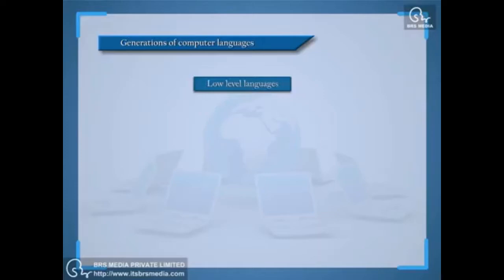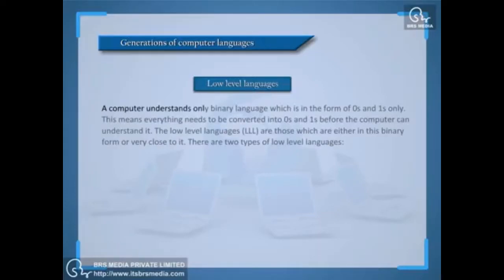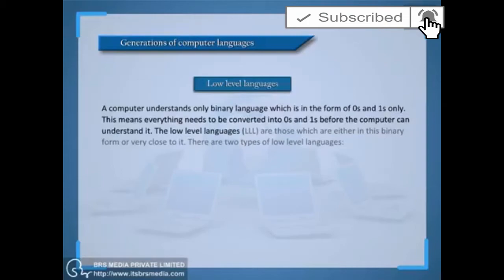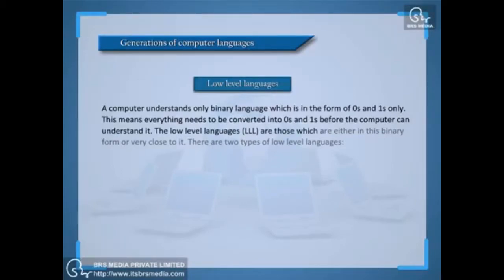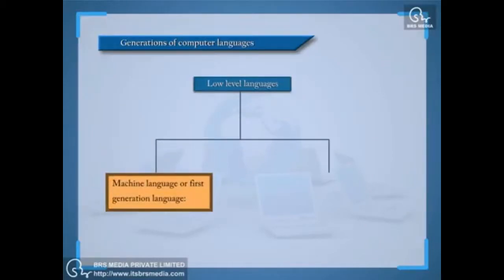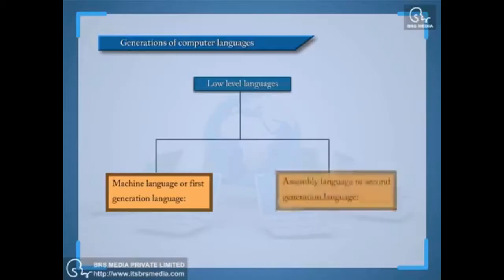Low-level languages. A computer understands only binary language, which is in the form of zeros and ones only. This means everything needs to be converted into zeros and ones before the computer can understand it. The low-level languages, LLL, are those which are either in this binary form or very close to it. There are 2 types of low-level languages: machine language or first-generation language, and assembly language or second-generation language.